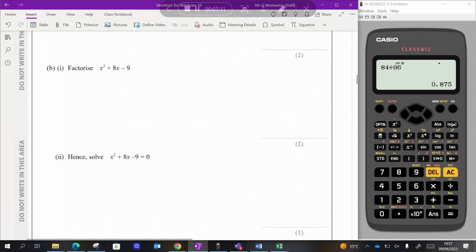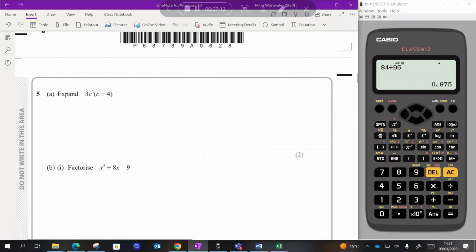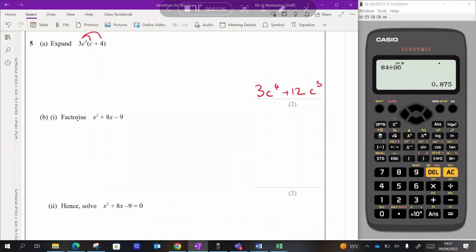And on to question 5. This is our first cluster question. Okay, lots of different questions involved. Expand. 3c cubed times c is going to be 3c to the 4. Okay, and then 3 times 4 is 12, so plus 12, and we've still got that c cubed as part of this other multiplication.